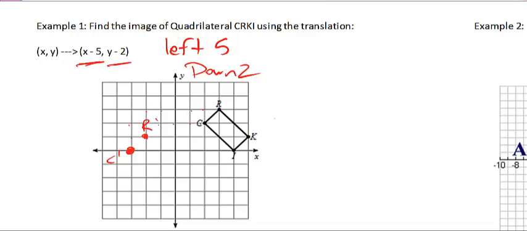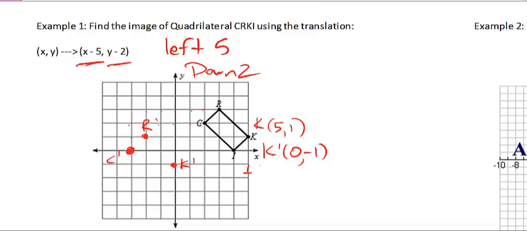Or we can actually find the coordinates. So say K right here has the coordinates (5, 1). And if I literally do the algebra of subtracting 5 from the x-coordinate, I would get 0. And subtracting 2 from the y-coordinate, I would get -1. And so if I plotted the point (0, -1), then that's where K prime should be. And that should be the same as me counting 5 left and down 2.